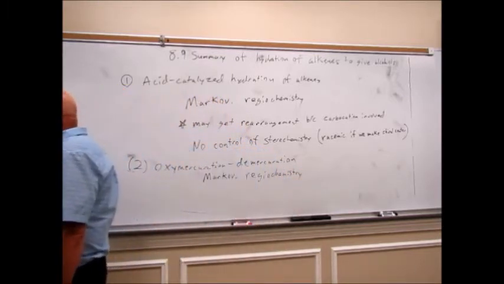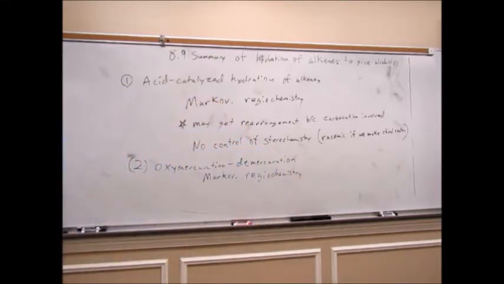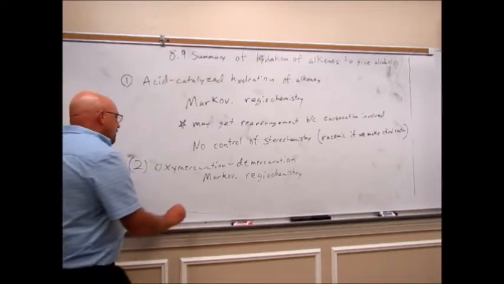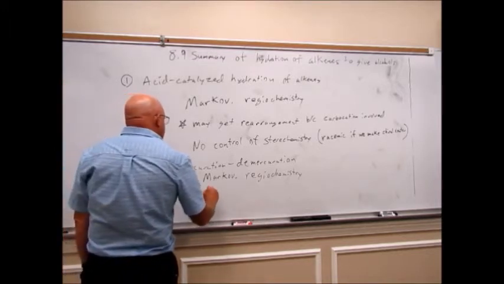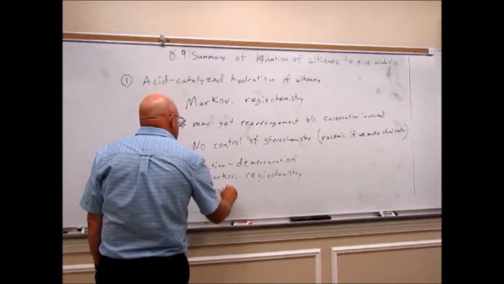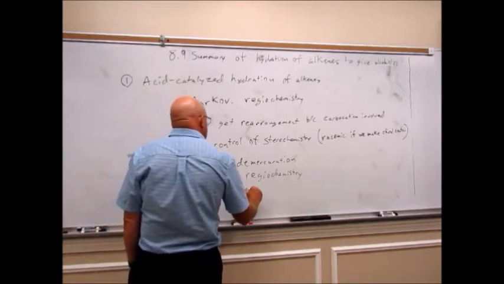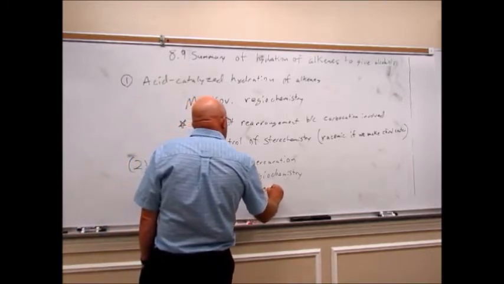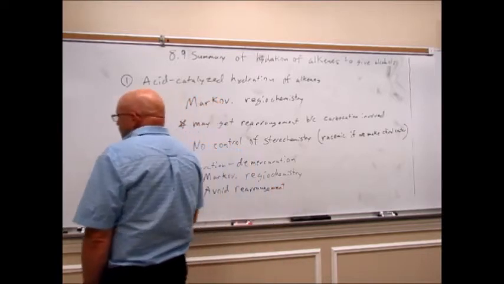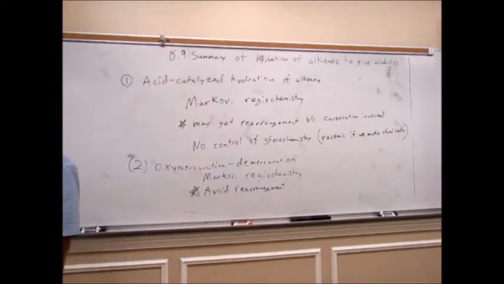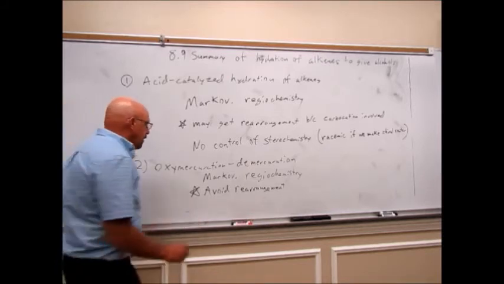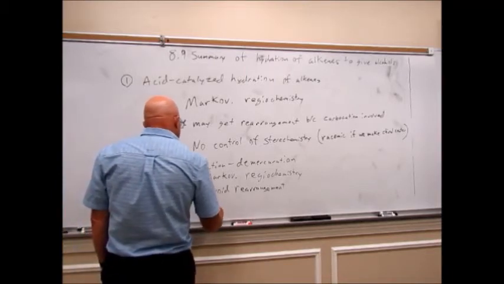So when we're adding water to the double bond, the hydrogen goes to the carbon of the double bond with the most hydrogens already on it. The OH goes to the other. The big advantage of this one is it avoids rearrangement. Because there's not a full carbocation involved. The mercury stabilizes it. It holds it in place. As far as stereochemistry goes, no control on stereochemistry.